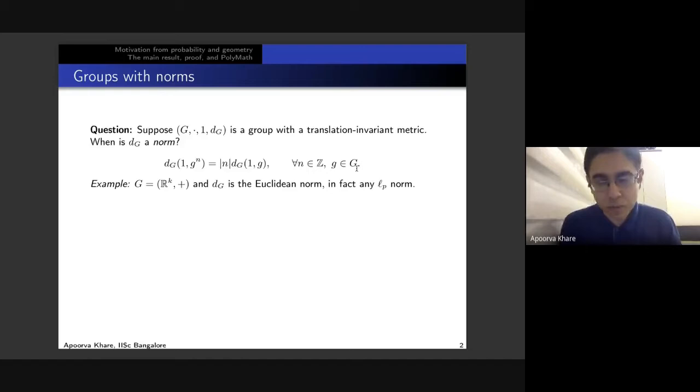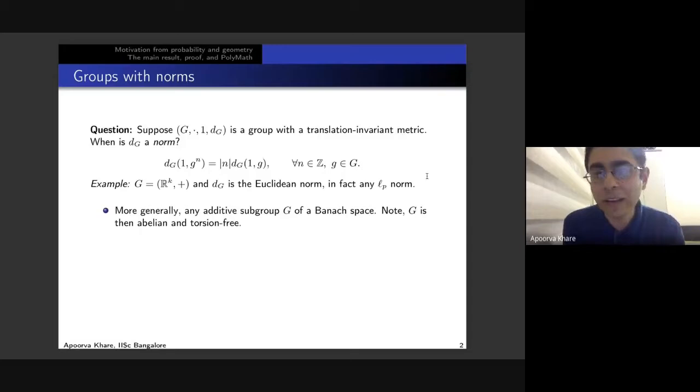Euclidean space under addition is a group, and the Euclidean norm, or in fact, you can take any L^p norm, is a norm. More generally, I can take any Banach space and take any additive subgroup under addition, and that inherits the norm. Notice that such a group is obviously abelian. It's a subgroup of a Banach space, and it is torsion-free. If you multiply any vector which is non-zero by any integer which is non-zero, you get a non-zero vector.